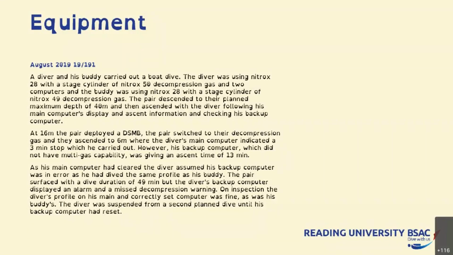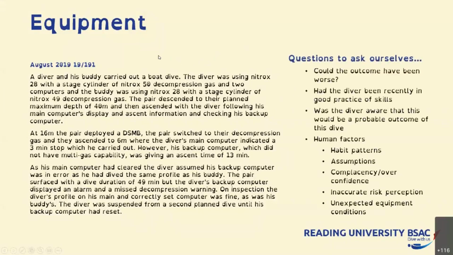But the problem was that the backup computer that they'd got wasn't capable of doing mixed gas diving. It didn't have multi-gas capability. So it was giving a much longer ascent time than the other computer, which was capable of it. Now, that seems really weird to me, and I'm not sure I can understand the thought processes that went into this. But questions that we can ask: could the outcome have been worse?